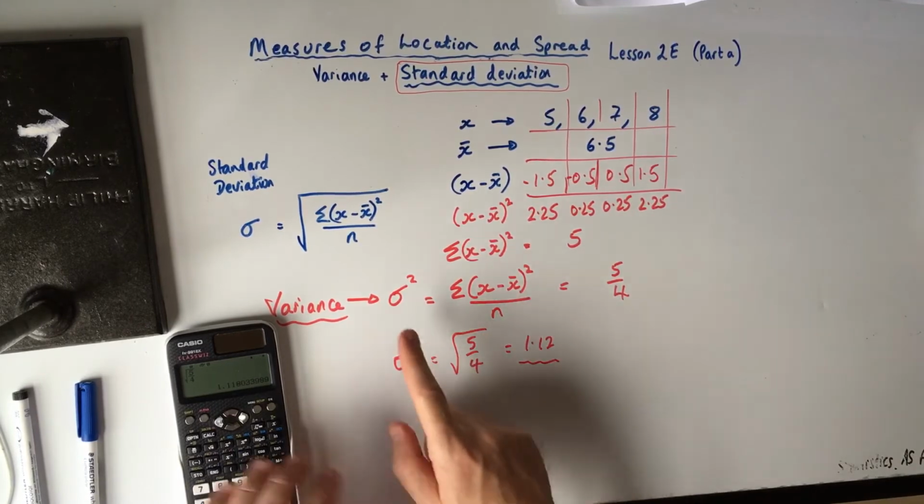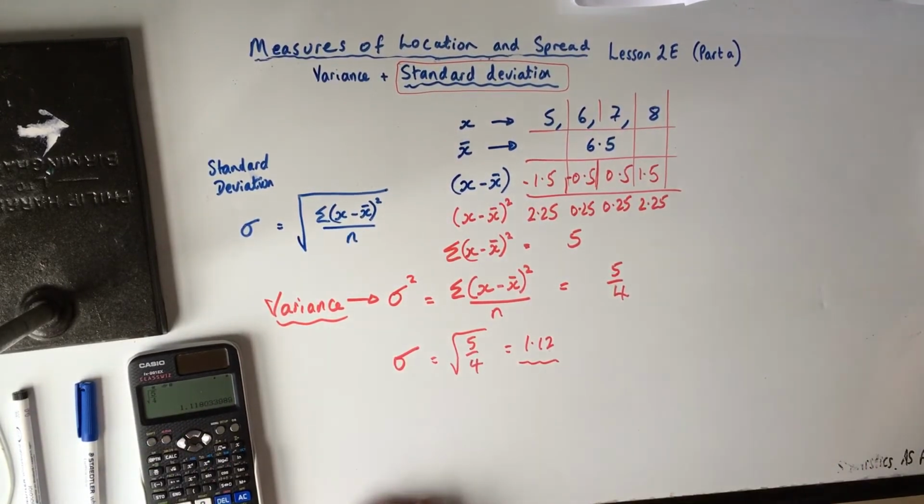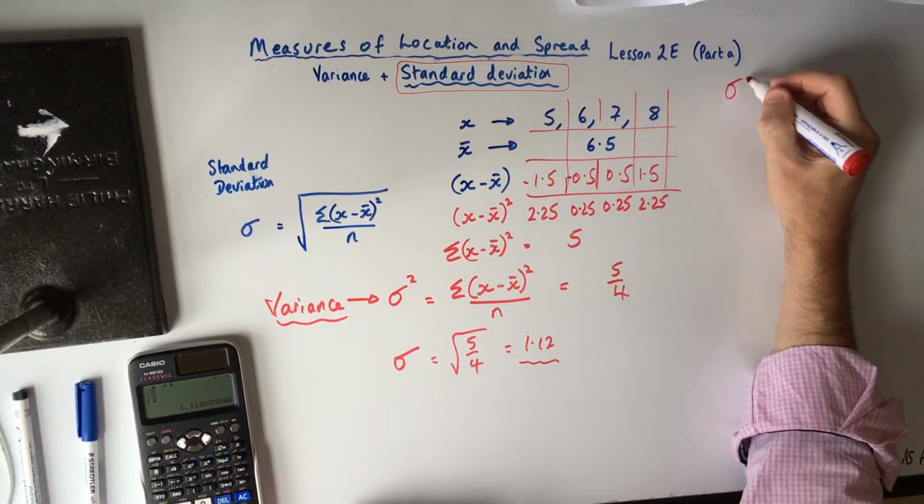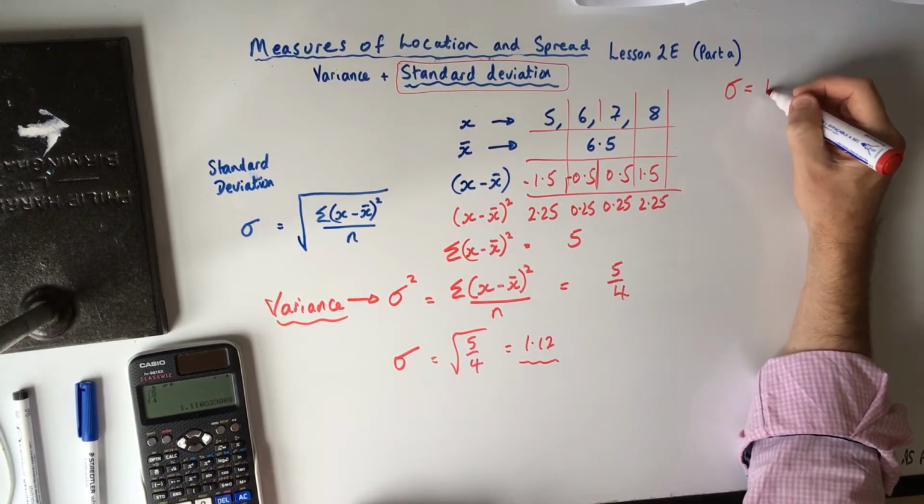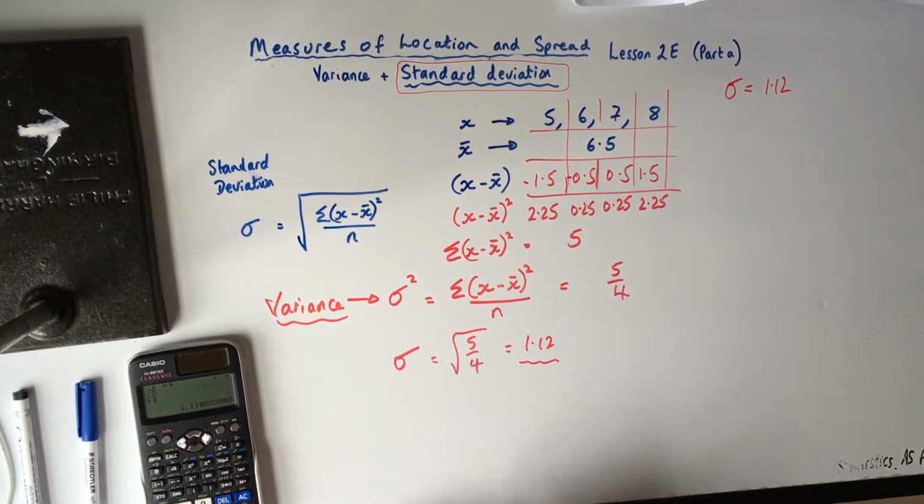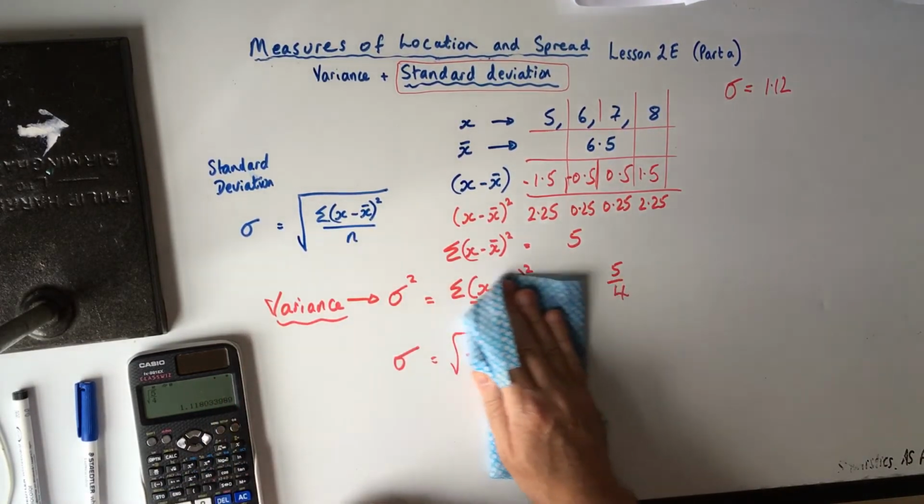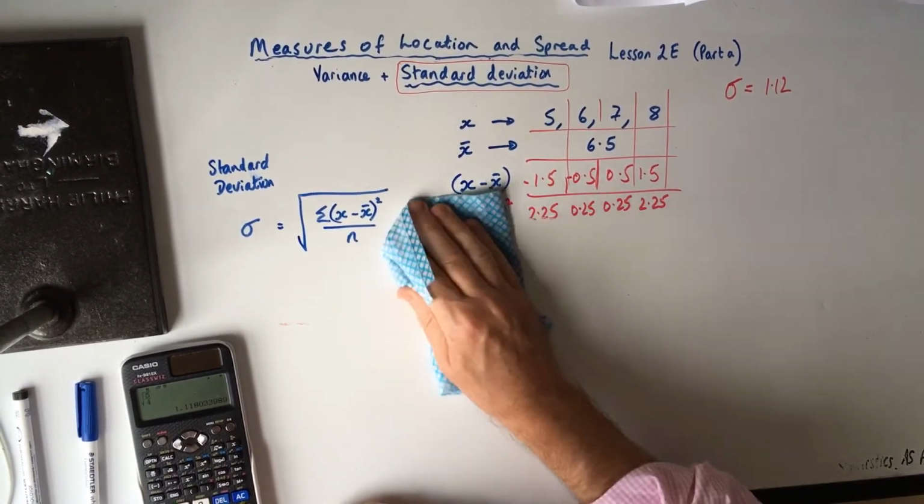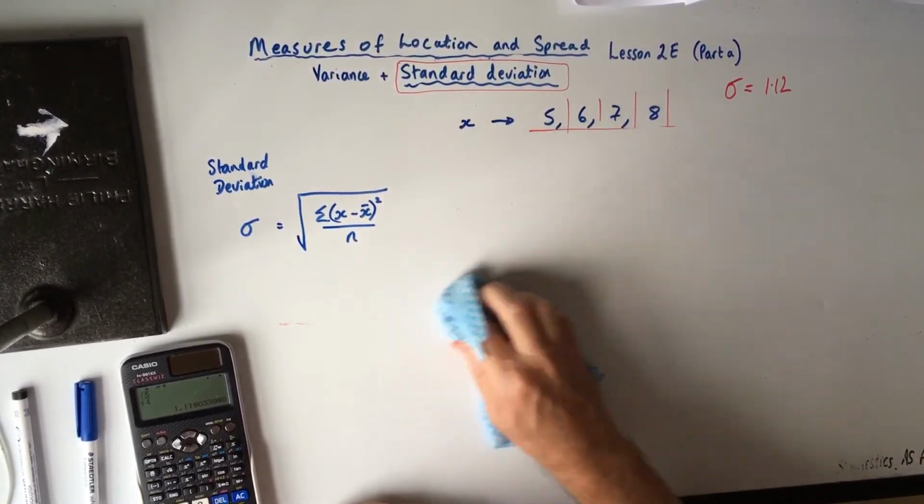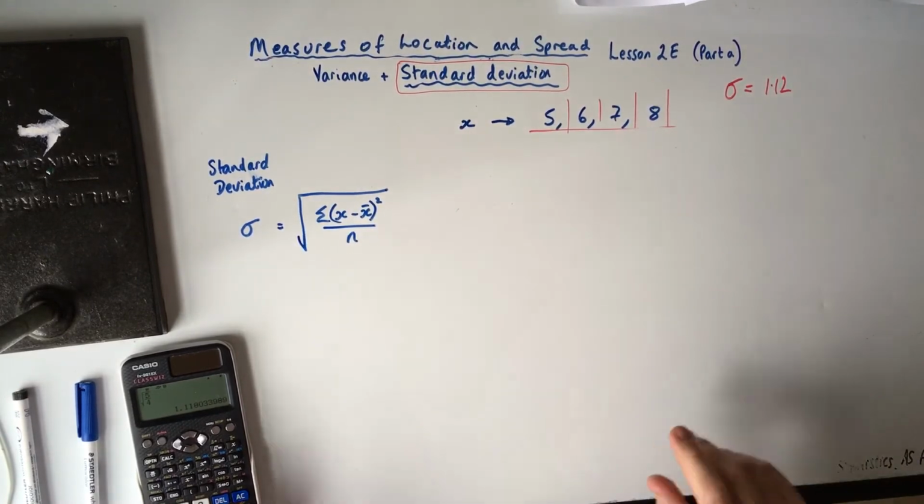I know the formula looks complicated. There is another way of calculating it though, and actually when you've got lots of numbers, it's an easier way of calculating it. So let's just hold this to one side. We've got sigma is equal to 1.12, haven't we? Quite often that's the formula, but there's an easier way of calculating than that. Well, there's two easier ways of calculating.